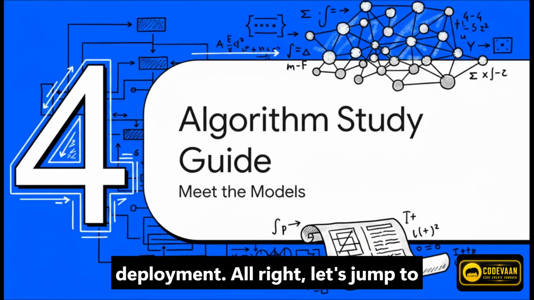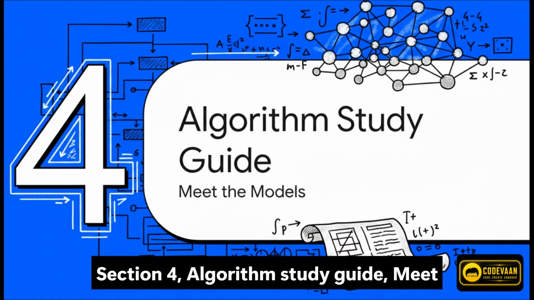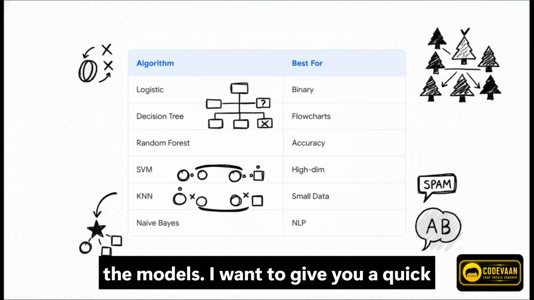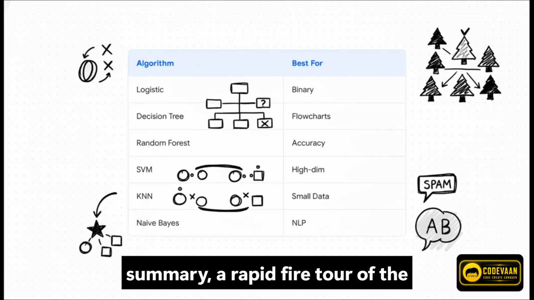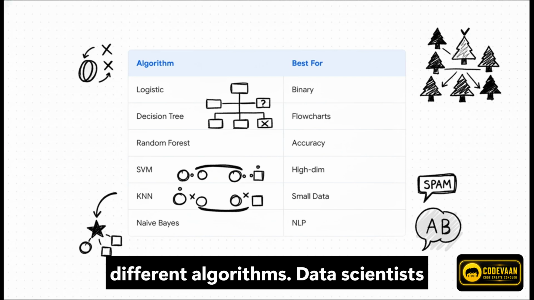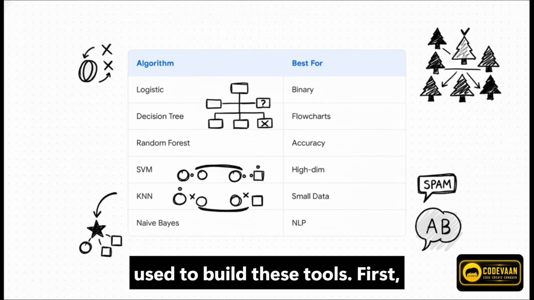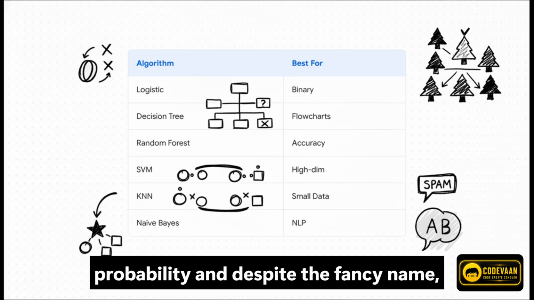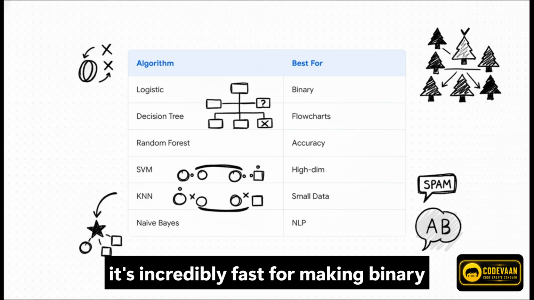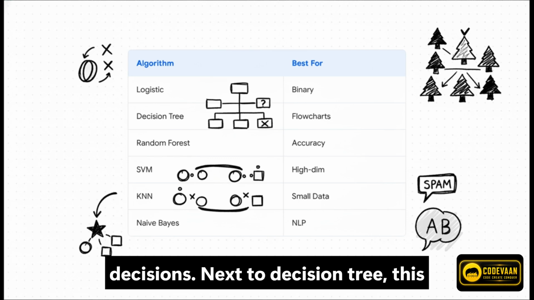All right, let's jump to Section 4, Algorithm Study Guide. Meet the models. I want to give you a quick summary, a rapid-fire tour of the different algorithms data scientists use to build these tools. First, logistic regression. It uses simple probability and, despite the fancy name, it's incredibly fast for making binary decisions.